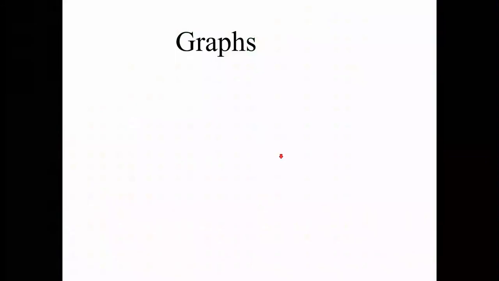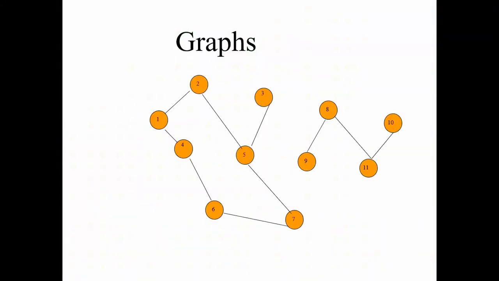Let's start with the properties of the graph. A graph, just like this example, is a connected set of what we call vertices, and these lines are called edges, connecting them. So these dots individually are called vertices, and the lines are called edges.